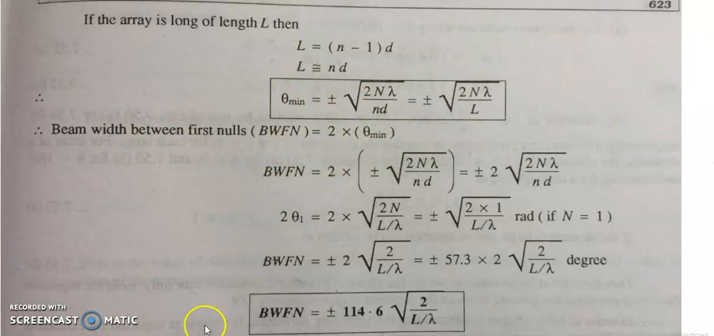I showed you the figure earlier, and we have BWFN is equal to 2 into this value, that is plus or minus 2 into root of 2 n lambda divided by nd, and if n is equal to 1, finally you get the BWFN is plus or minus 114.6 into root of 2 divided by L by lambda. Just compare the design or the patterns in the broadside array and learn this also in the very same way.